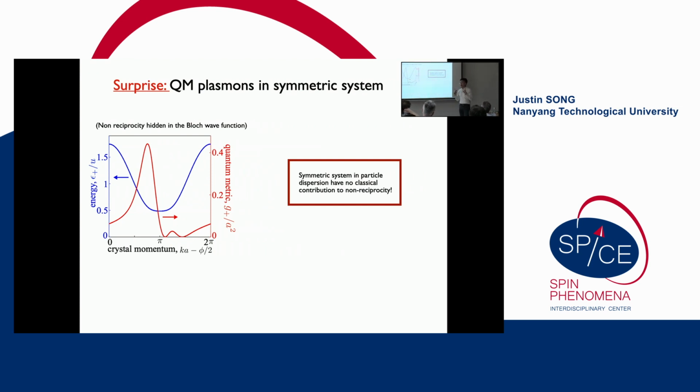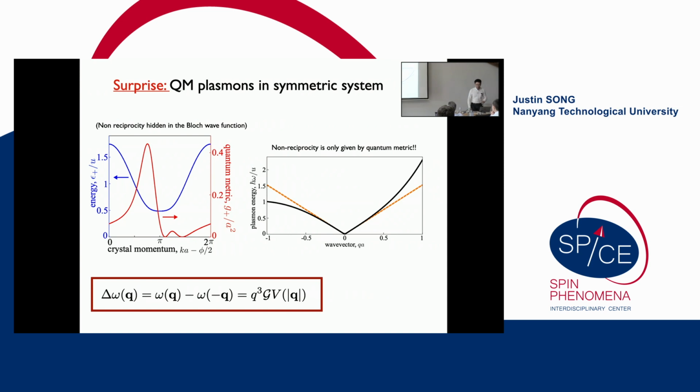But actually, it still does. The Hamiltonian does break time reversal and inversion symmetry, but that time reversal symmetry and inversion symmetry breaking is hidden in the wave functions, and it's here, basically. You can see the quantum metric on either side are very different from each other. And in such a case, the difference between plus q and minus q plasmon dispersion relations is given by the quantum metric dipole entirely times the Coulomb interaction.